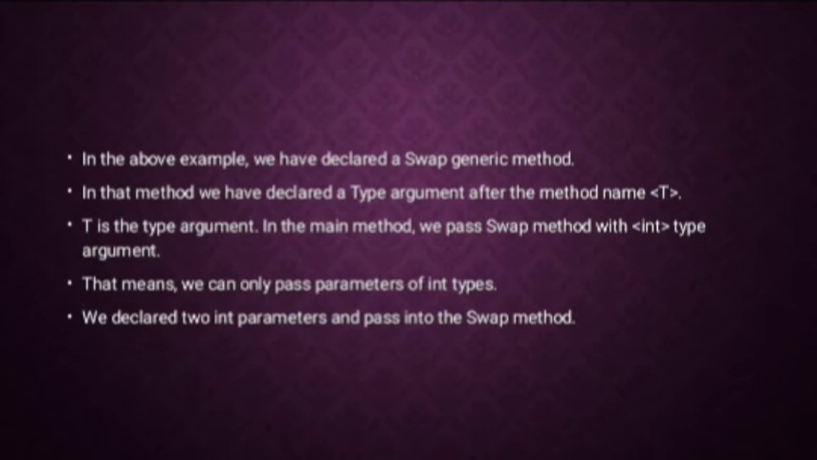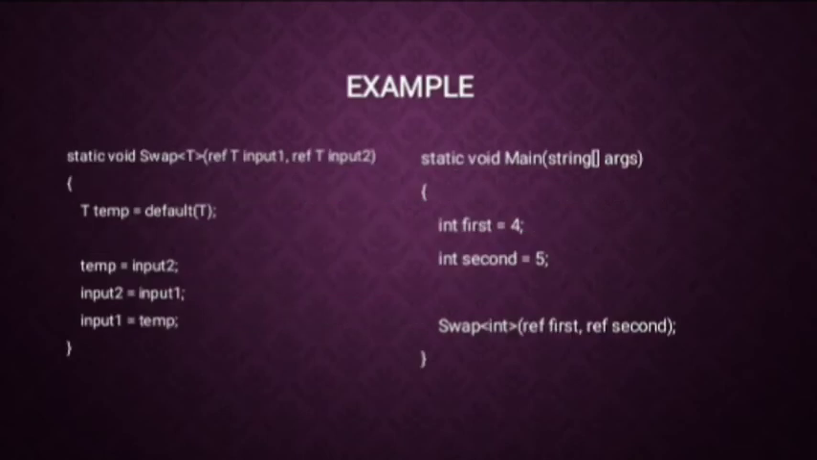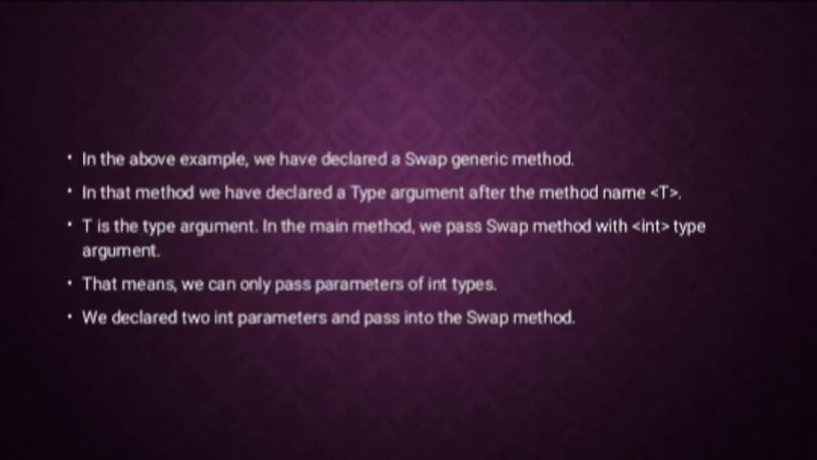In the method, we have declared a type argument after the method name. After the void swap method name, there is a T. This is called a type argument. T is the type argument. In the main method, we pass the swap method a data type argument. That means we can only pass parameters of int type, because we have mentioned swap of int here. So we have to pass only parameters of int type. We declare two int parameters and pass them into the swap method.